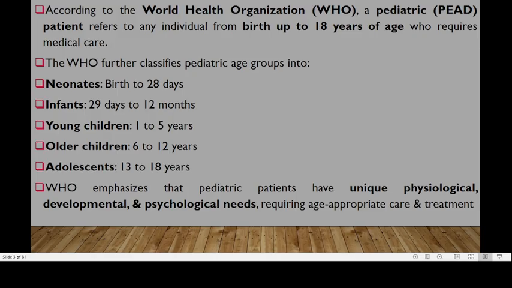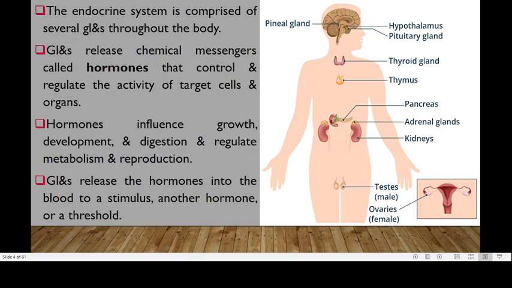So the WHO further clarifies pediatric groups into several subgroups. We have neonates, from birth to 28 days, infants 29 days to 12 months, then young children 1 year to 5 years, older children 6 to 12 years, and then adolescent 13 to 18 years. WHO emphasizes that pediatric patients have unique physiological, development, and psychosocial needs requiring age-appropriate care and treatment.